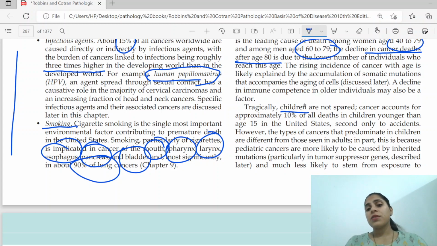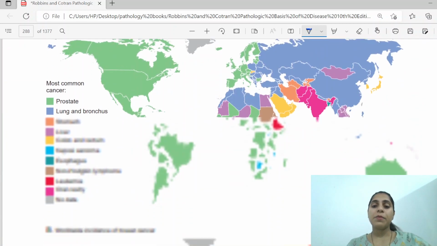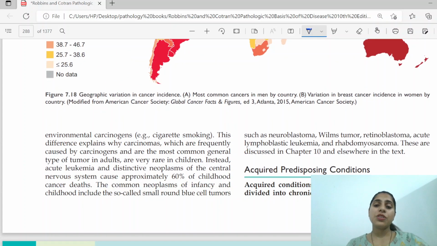But in children it is also very high. Up to 10% of all the deaths in children less than 15 years of age are due to malignancies. So these tumors are usually not the ones that have been mutated due to environmental factors, but rather these are children that have acquired these mutations from the parents.